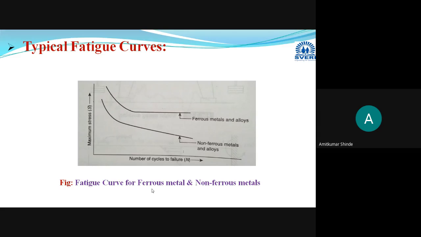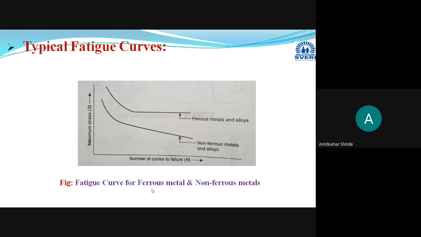But in the case of ferrous materials and their alloys, for a particular value of stress, even if you provide an infinite number of rotations, that component is not going to show any kind of failure. That's why that corresponding value is termed the fatigue limit or endurance limit, and that is the case only for ferrous materials and their alloys. So this is the fatigue limit or endurance limit for ferrous materials and their alloys, and fatigue strength or endurance strength for non-ferrous materials and their alloys.